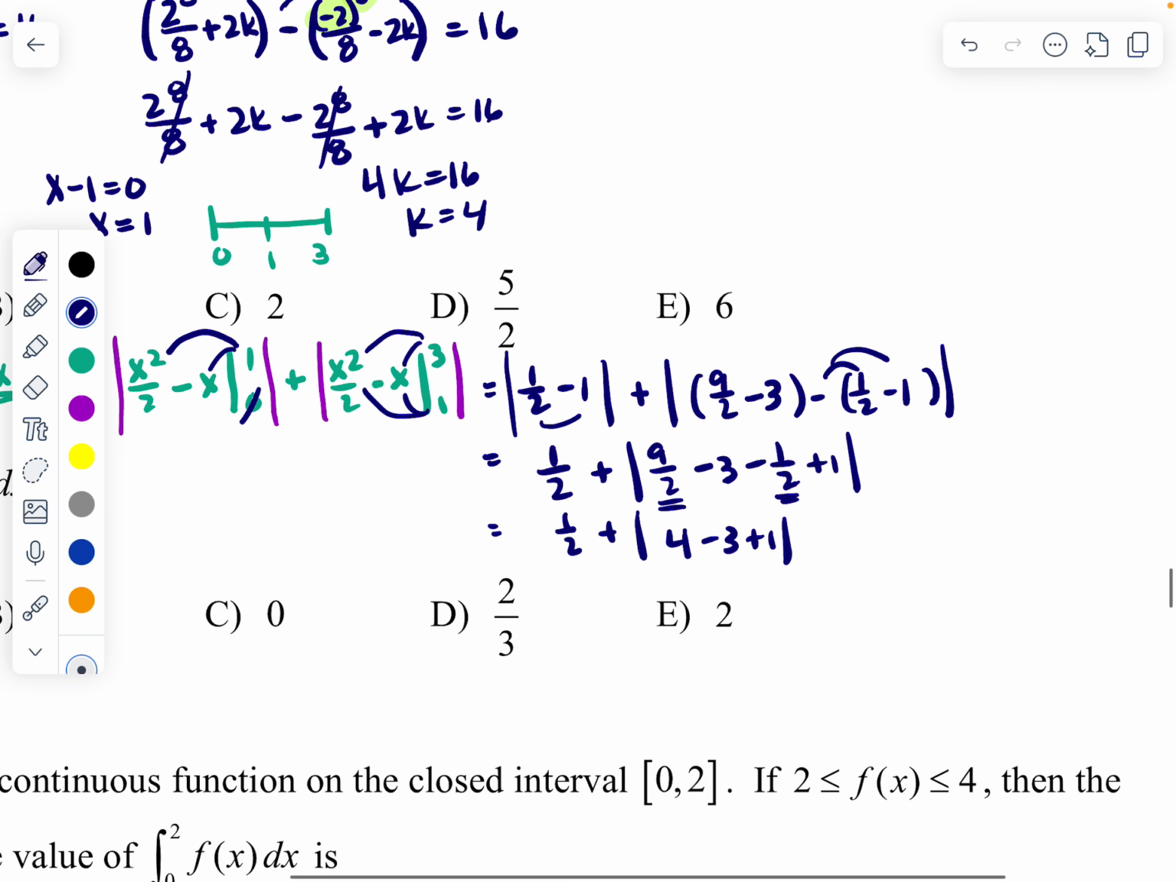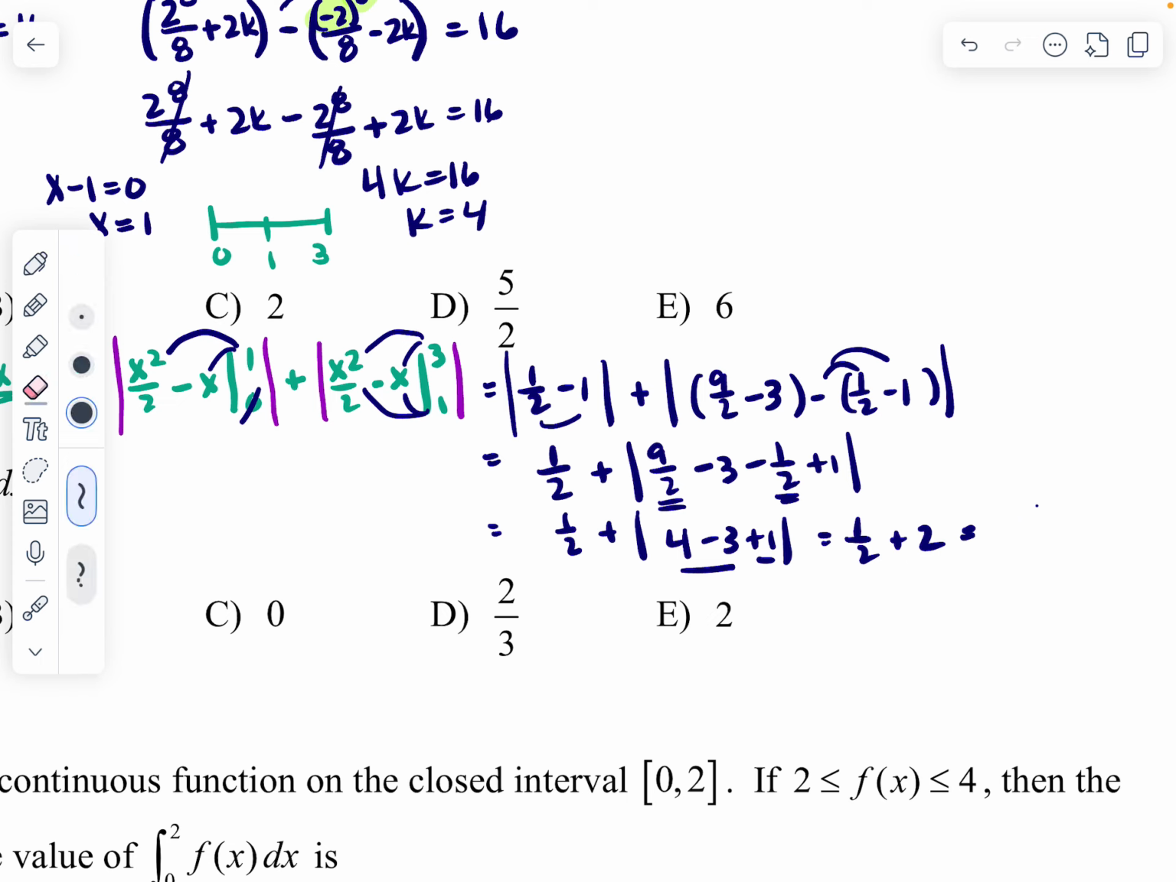So what does that equal? So this is 1/2 plus 4 minus 3 is 1. 1 plus 1 is 2. Absolute value of 2 is 2. So this is going to be 2 plus 1/2, which is going to be 4.5, right? No, not 4.5. Oh my gosh. 2.5. Good grief. That's 2.5. And if you write that as an improper fraction, that's going to be 4 plus 1 is 5 over 2.